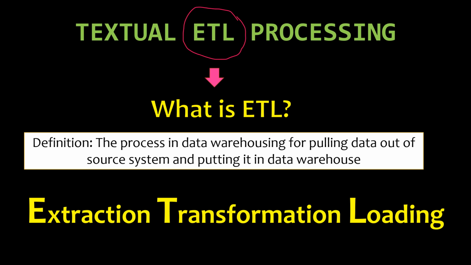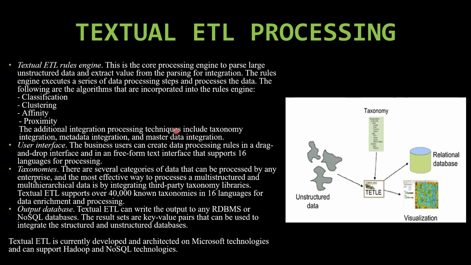Okay, last, before we finish with this chapter, is textual ETL processing. What is ETL? This is extraction, transformation, loading. ETL is the process in data warehousing for pulling data out of the source system and putting it in the data warehouse. So we take and we put it back, something like that. Okay, here is a little bit of explanation on textual ETL processing.